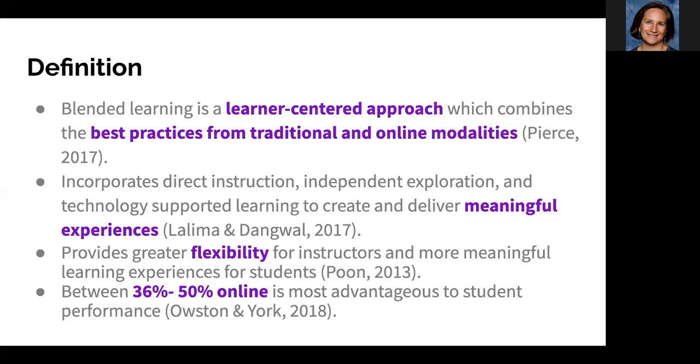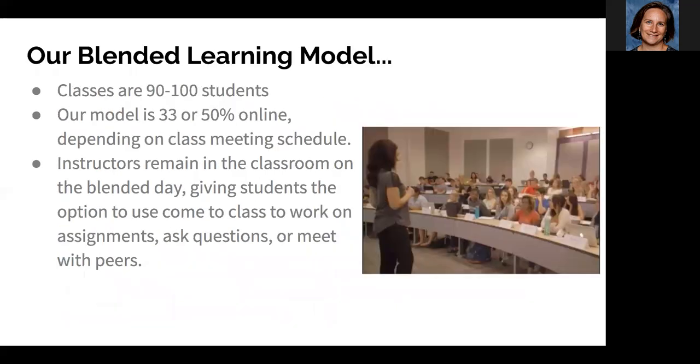According to the research, between 36 and 50% online, so 36% to half blended, is the best approach, and ours is generally that half. That's where we hit. Just to recap, classes are about 90 to 100 students. If we have a Tuesday, Thursday class, we set the week up for them and provide any lecture or instruction that would be needed to complete an online blended learning experience on that Tuesday class. Then we would have a blended learning experience for them on Thursday.